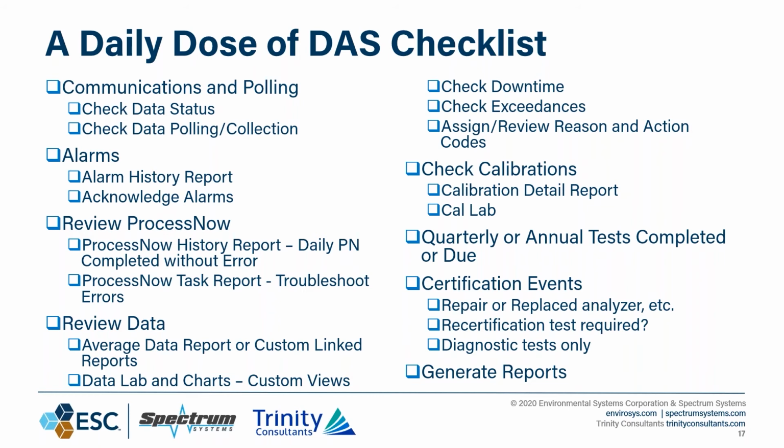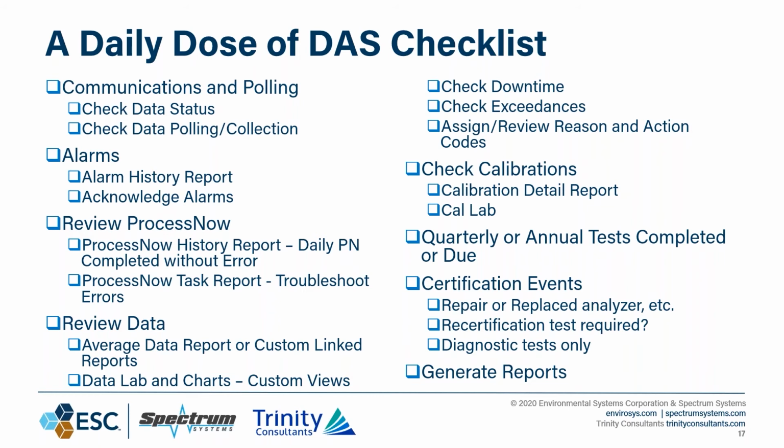Review your data, an average data report, some custom linked reports. Check out Data Lab and the charts associated with it, your customized views. Check your downtime reports, check for any exceedances. Edit the reason and action codes where you need to.